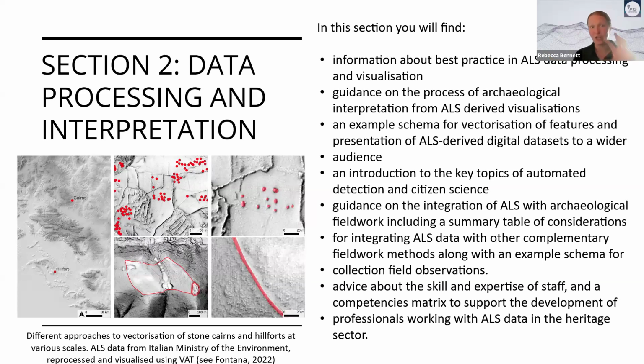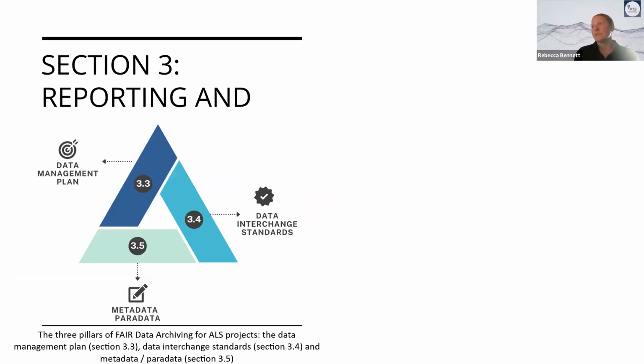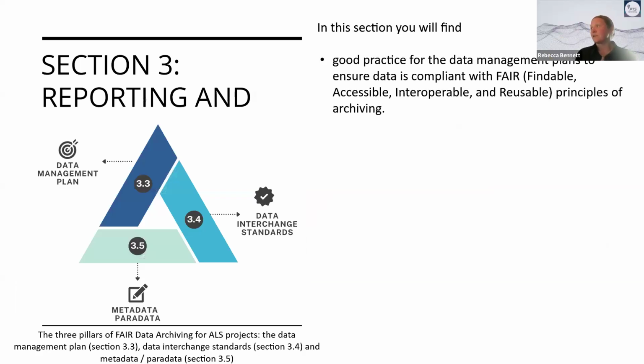So that's section 2. There's a lot in there, as you'd expect, because it covers 2 full phases of that ALS life cycle, as I mentioned before. So moving on to section 3, really critical section here. A lot of this section is focused on good practice for data management, ensuring that the data that you are collecting and using is FAIR: findable, accessible, interoperable, and reusable. Really thinking about the principles of where digital data and ALS projects fit within that.